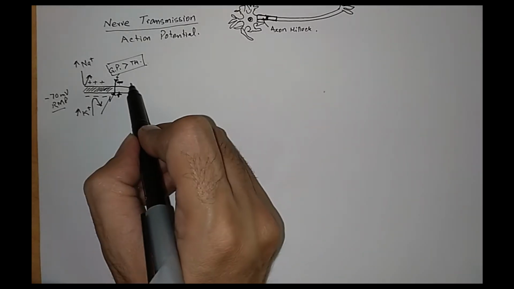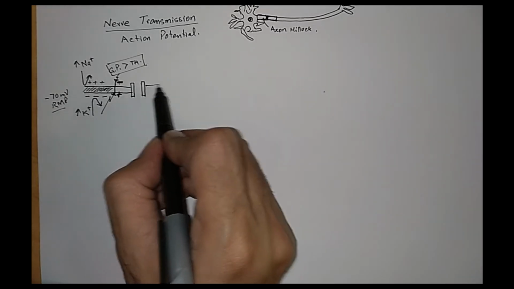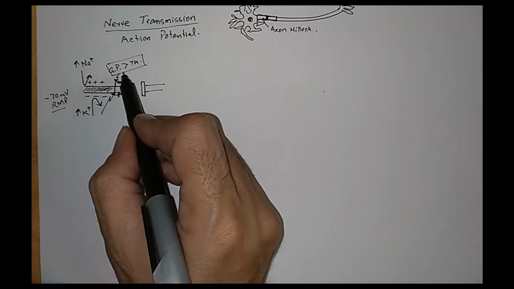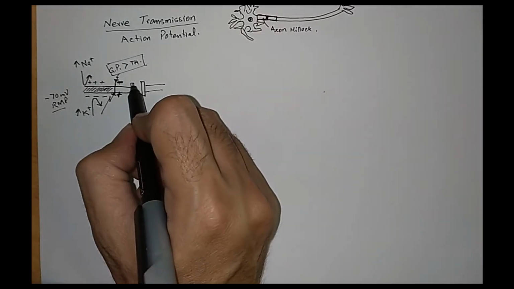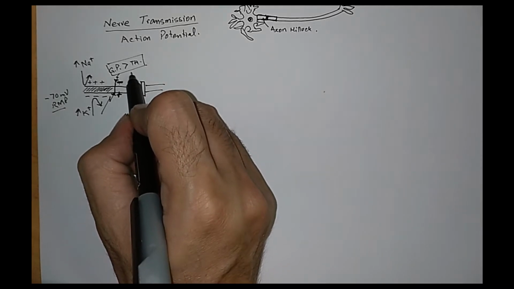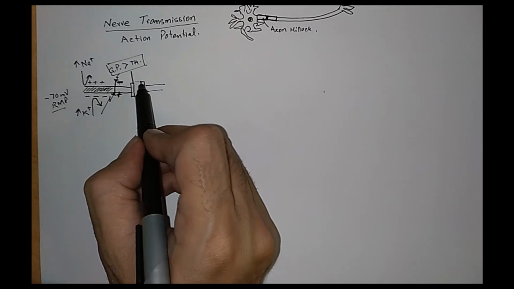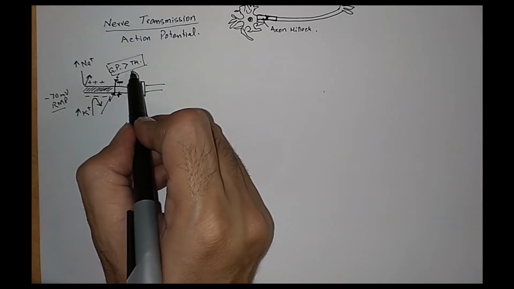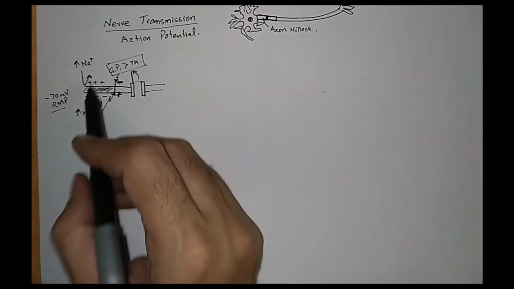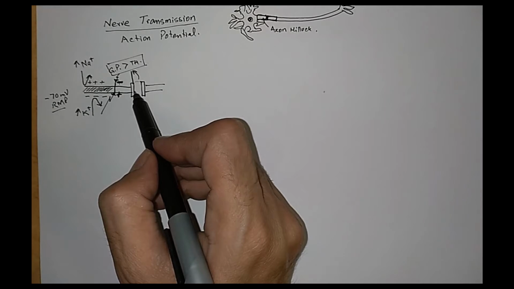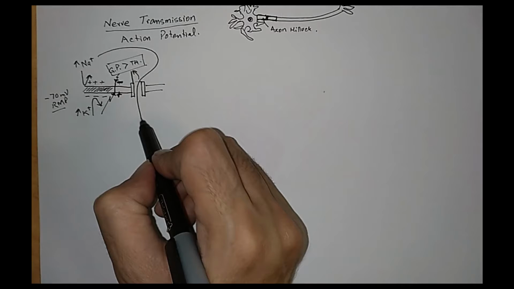So what happens at this point? There are sodium gates present. This reversal in the polarity of the membrane results in the opening of the sodium channels. Remember, it was closed initially. And what happens is that these sodium ions, which are higher in concentration outside, rush inwards.